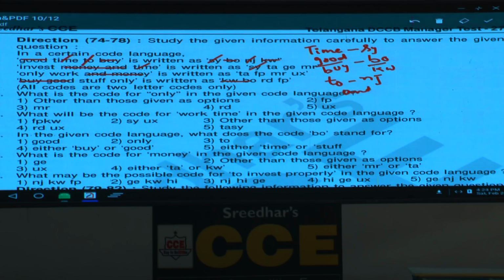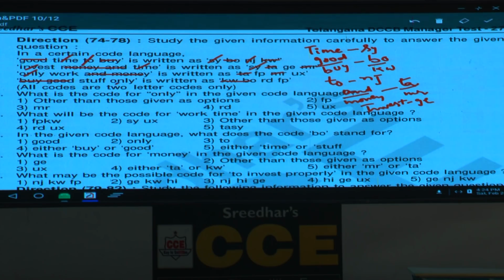As end and money are the two words which are common, tell me what are the codes which are common here. The codes common between these two are TA and MR. TA, MR are common. Then which word is left over here? Invest. And what is the code left over here? GE. Hence the code to the word invest is GE. Then now compare the third and the fourth.